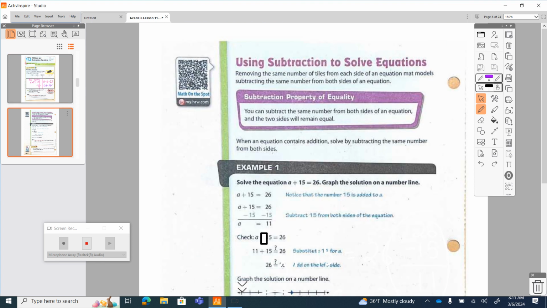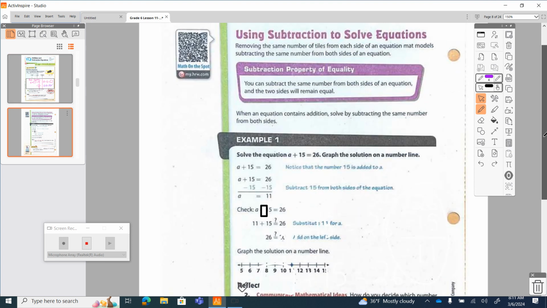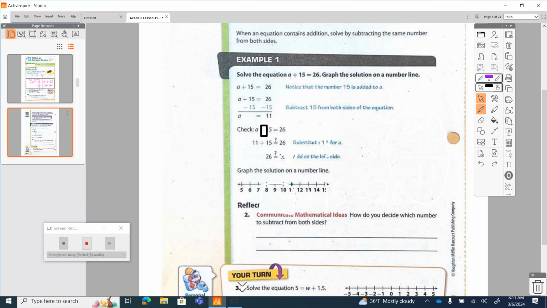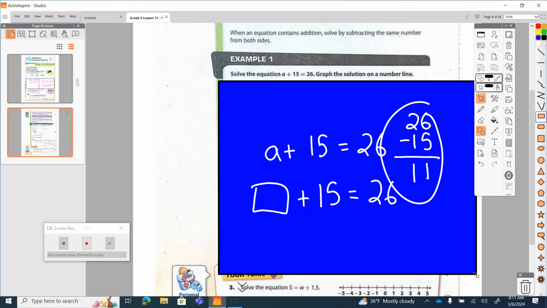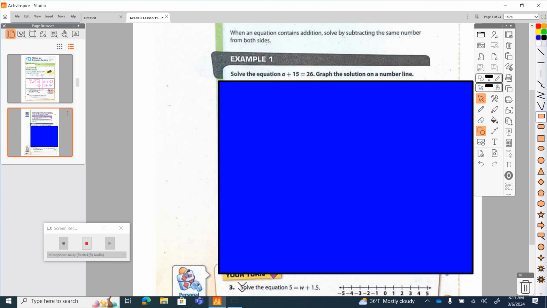They also talk about doing this on a number line, etc. But I really would like you to focus on that idea of inverse operations. Let's clear those annotations. Okay, and let's start over here.